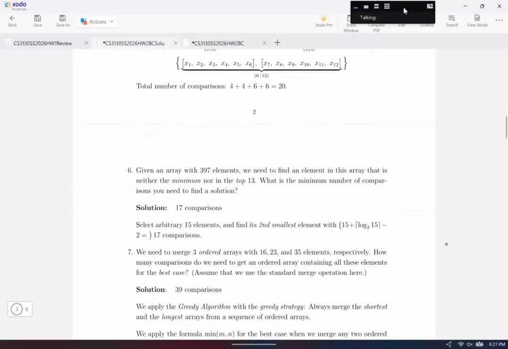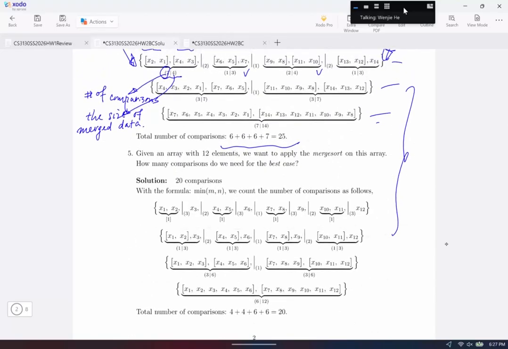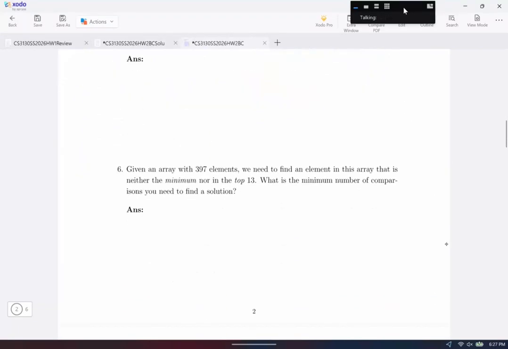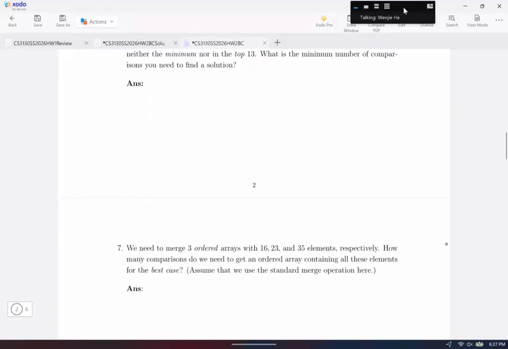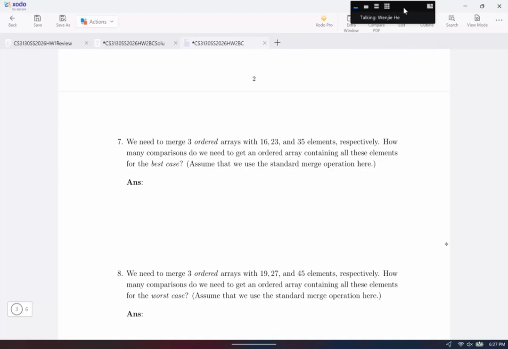All right, so that's these two questions. Then next, let me see. So number 6 we skip, because it's relatively easy. You just study the solution file. Next, number 7 and number 8.